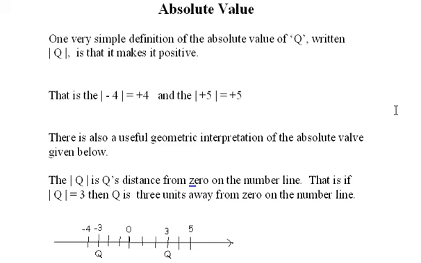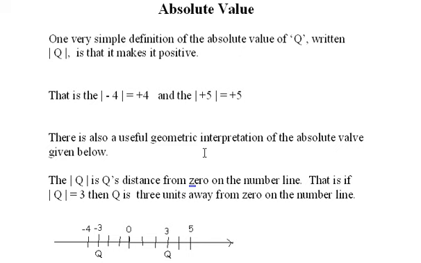Absolute value. One very simple definition of the absolute value of Q, written like this with two vertical lines, is that it makes it positive. That is, if I was looking at the absolute value of -4, that equals +4. And the absolute value of +5 equals +5. So if it's positive already, it leaves it alone, and if it's negative, it makes it positive.